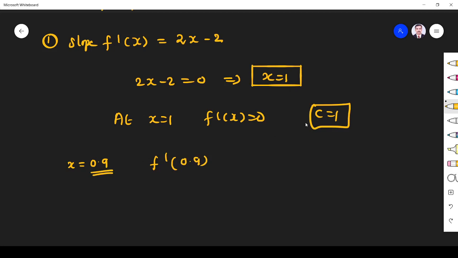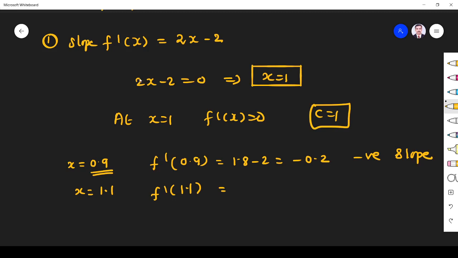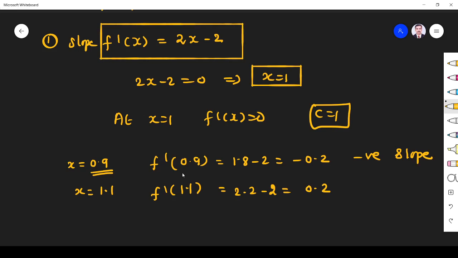What is the slope before c is equal to 1? At c is equal to 1, the slope is 0. Before c is equal to 1, that is 0.9, it is 1.8 minus 2, that is minus 0.2. This indicates negative slope because it is negative. So before c, the slope is negative. Let me take one value after c, 1.1. So f dash of 1.1. Substitute in f dash of x: 2 into 1.1 is 2.2, minus 2. So it is positive slope.